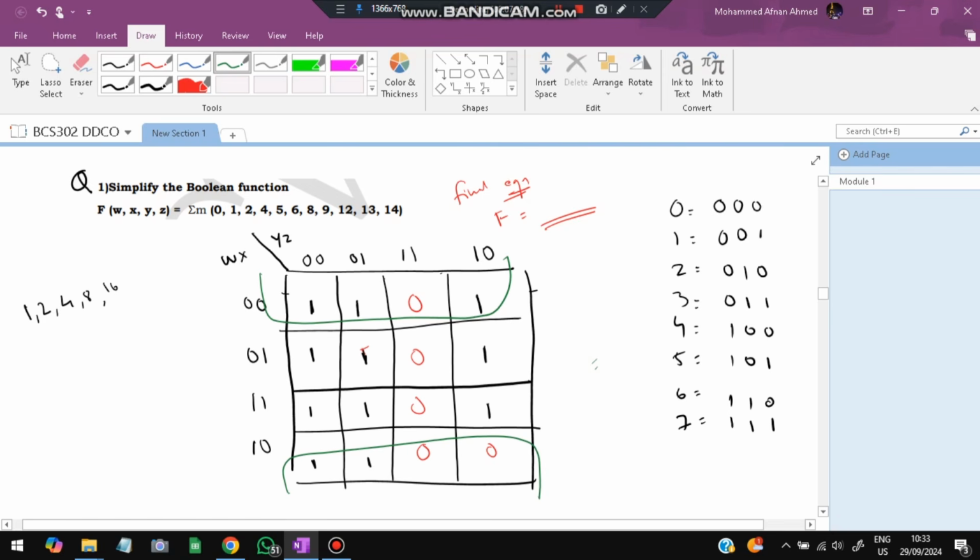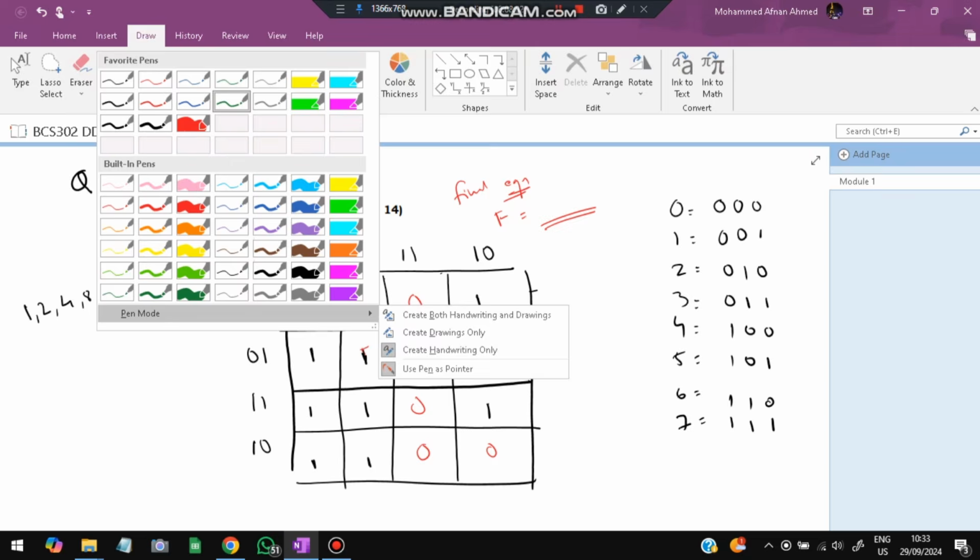You can either take single or double, or you can take both of them. And you can even form a group from the ends of the four cells. If this is one, this is one, this is one, and this is one, you can still form that as one group. So this is how you form groups. And once you have formed the groups, you have to form the maximum groups. So what are the maximum groups that can be formed here? Let me take the maximum groups.